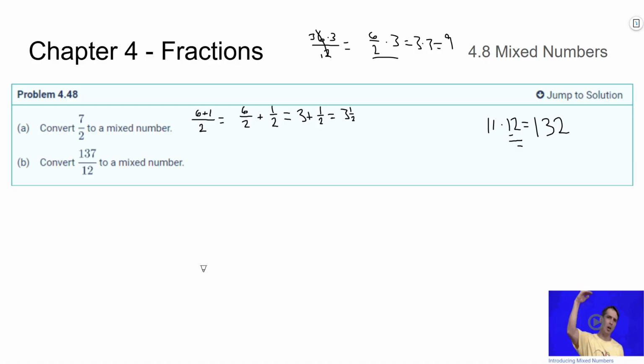So we know that 11 12s is 132, so we know we can pull 11 of those 12s out, and then we're left with how many? We're left with, it looks like 5 left over, 5 twelfths, because we took 132 out of the 137. All right.